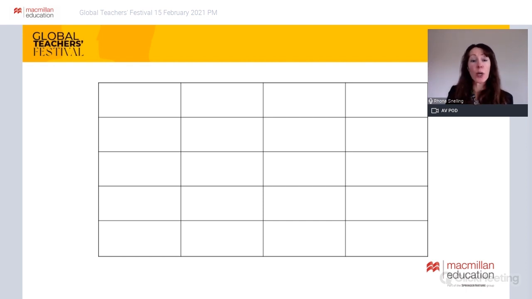The final quick thing I'll mention for this one is that you could cut the grid in half, so you've got 10 squares. Then you need to ask your class 10 questions. They must work alone and write the answer in any of those 10 boxes.